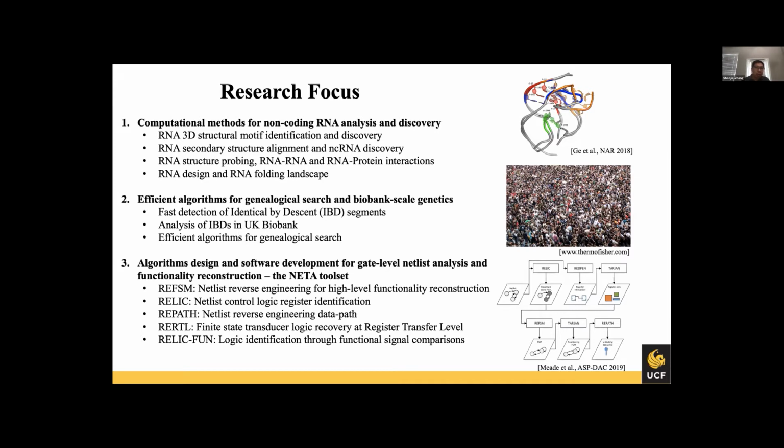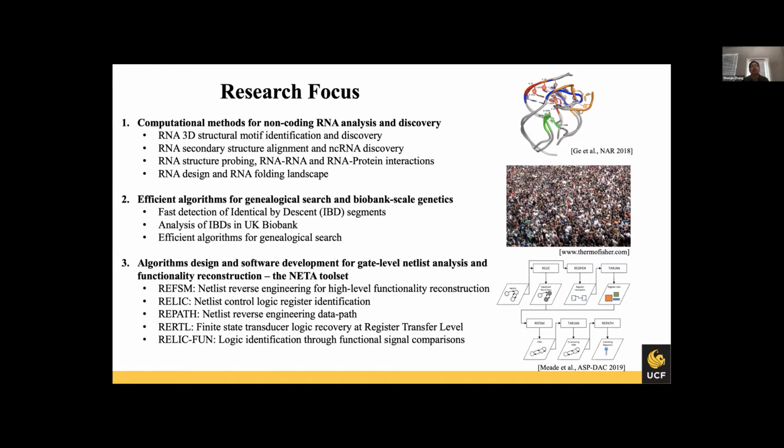The third topic in my group is also designing efficient algorithms, but now it's not for biological data, it's for gate level netlist analysis. We've been working on this for the last few years. I have a tool set called NETA, which includes ReFSM, ReLIC, RePass, ReRTL, and ReLIC-Find. Here is a diagram showing the ASP.NET 2019 paper, showing how to use NETA for netlist analysis and functionality reconstruction.